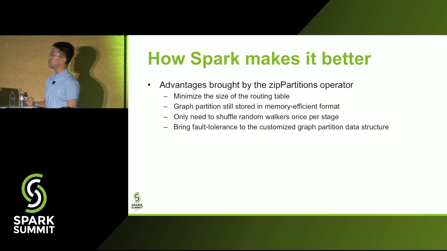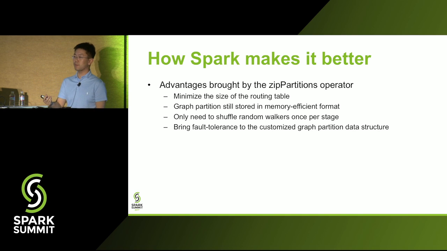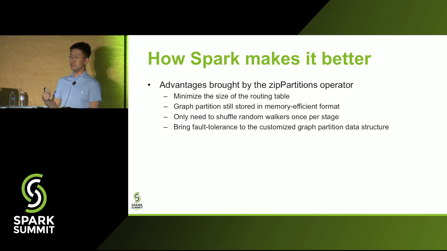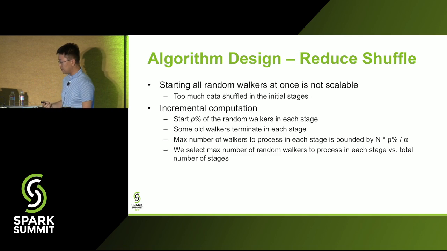In addition, using this approach, we're able to bring fault tolerance to this customized data structure itself, because now the routing RDD is tightly bundled with the custom data structure. Whenever a Spark executor fails and we lose a graph partition, we also lose the cached routing RDD. In order to regenerate the routing RDD, it will also repopulate the graph partitions stored in the custom data structure. So we have a mechanism to efficiently and reliably send the random walkers to the correct remote executors.